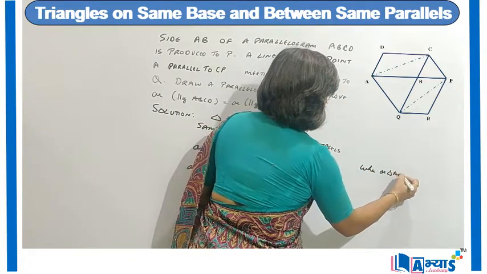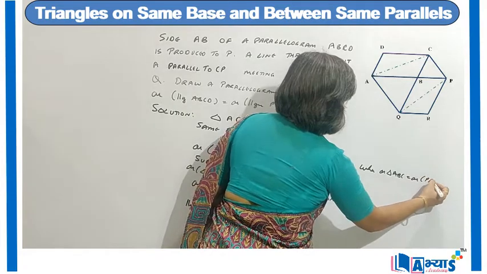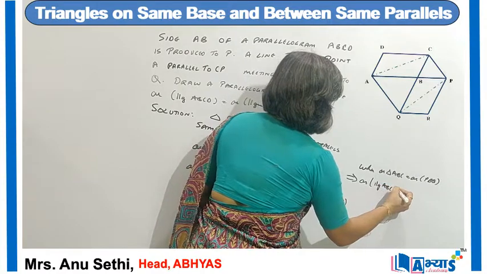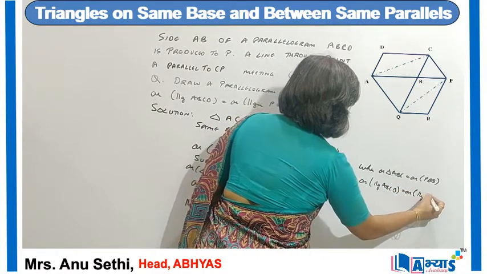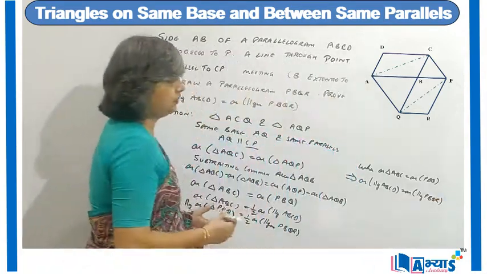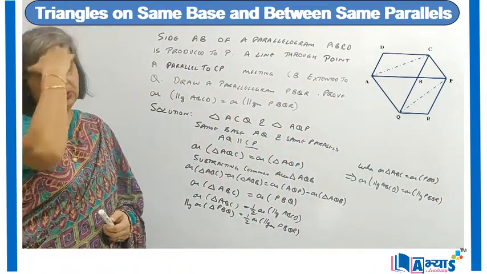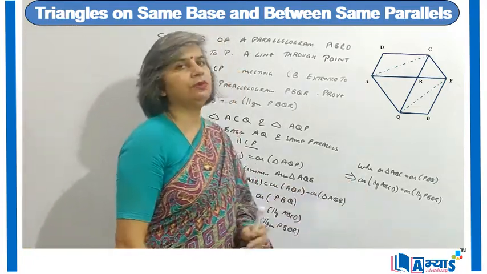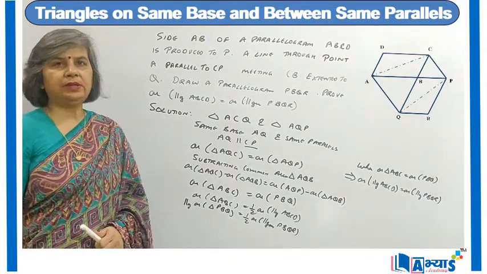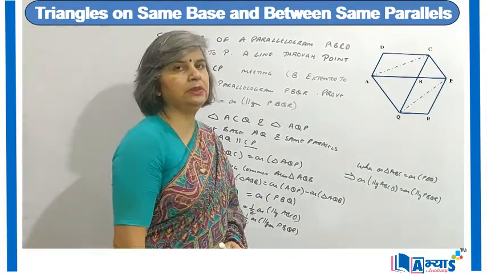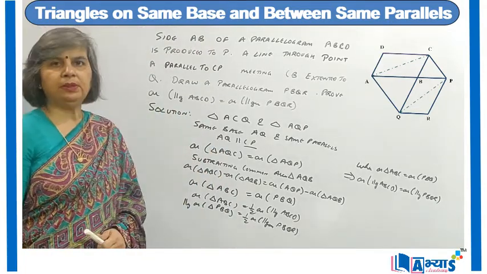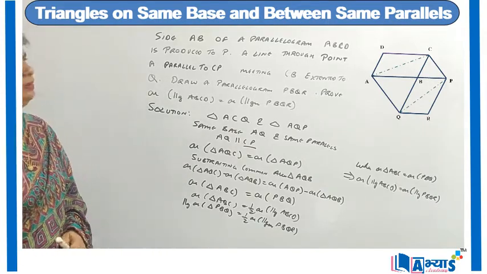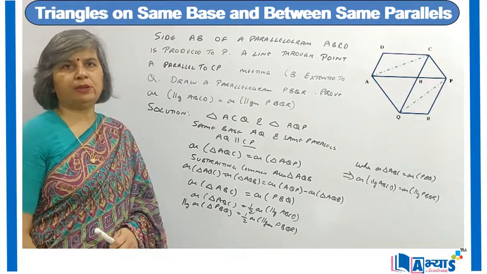So when area of triangle ABC is equal to area of triangle PBQ, we can say that area of parallelogram ABCD is equal to area of parallelogram PBQR, because when the areas of two triangles are equal, double of these areas will also be equal. Double of the area of triangle ABC will be equal to the area of parallelogram ABCD. Similarly, double the area of triangle PBQ is equal to the area of parallelogram PBQR. So when the areas of two triangles are equal, the areas of two parallelograms will also be equal. Hence we have proved that the areas of two parallelograms are equal.